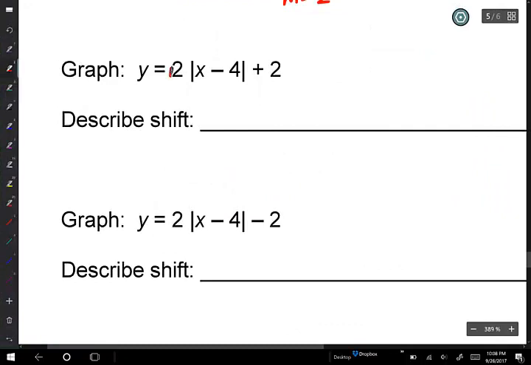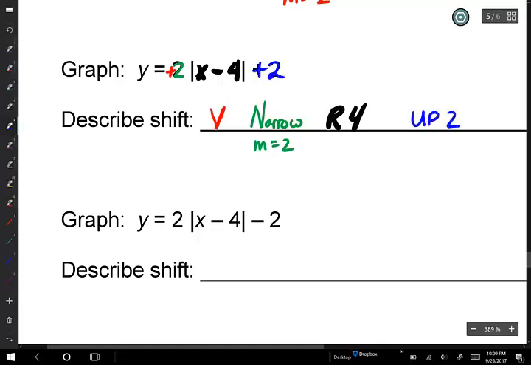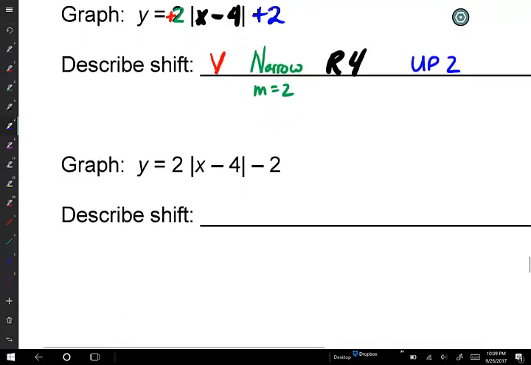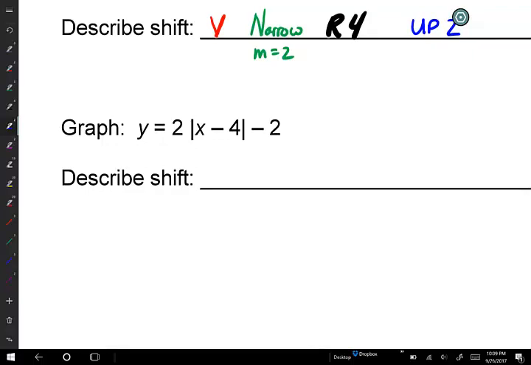Once again, because this is positive, it's a V. Because this is a 2, it's narrow with a slope of 2. Because we have x minus 4, it shifts to the right 4. And then at the end, because we have a plus 2, it shifts up 2. So we're starting to build and see some patterns on our problems. Let's make a prediction on our last one.